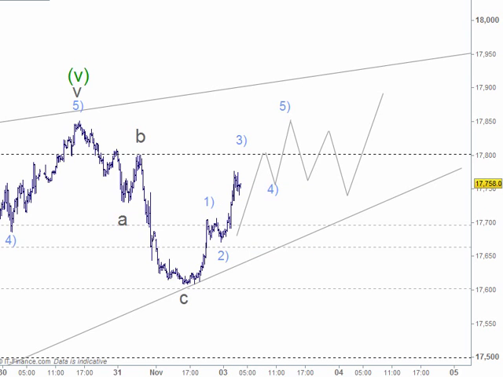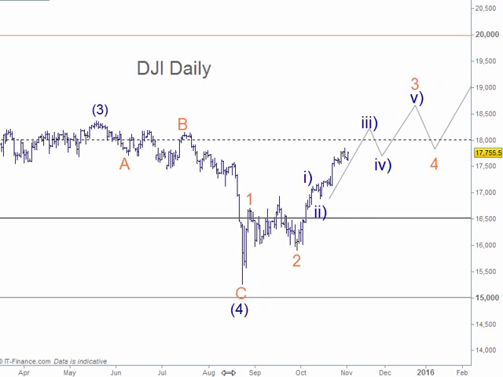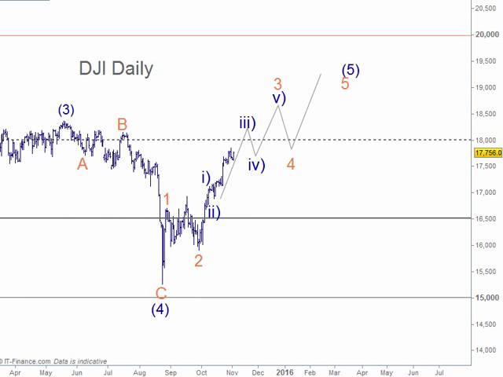And on the bigger picture here as well, if we look at the daily chart for a moment here, we need to count it the same as well. So we're looking for this whole structure up here to complete, up into late November and whatnot, December.